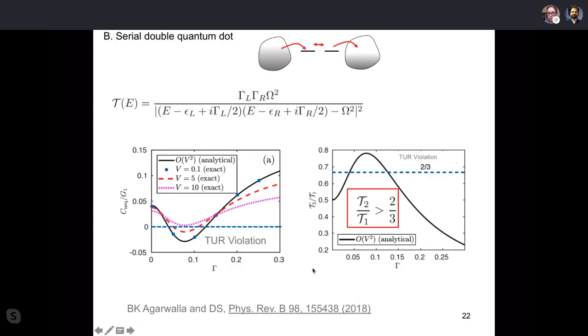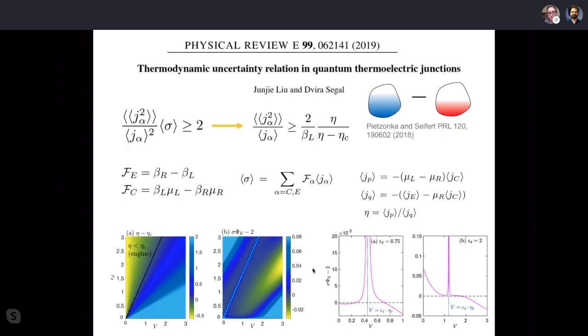So that's for this paper. And again, it's all about what I refer to as the standard TUR. They are not the generalized one. And the main point that I'm trying to convey is that understanding its violations is actually very interesting because it allows you to more deeply understand the dynamics of your system. What are the different regimes for your dynamics?